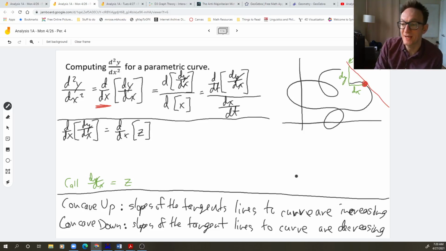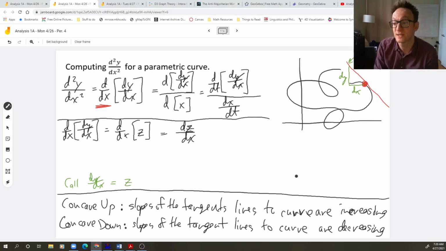But the derivative with respect to x of z is dz dx. In other words, this situation is no different from this situation at the beginning of this lecture. I am differentiating z with respect to x, but z and x are both things that depend on t. So for all the same reasons, this is dz dt over dx dt.